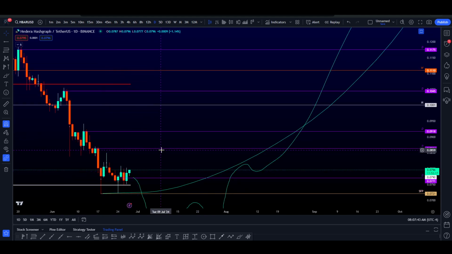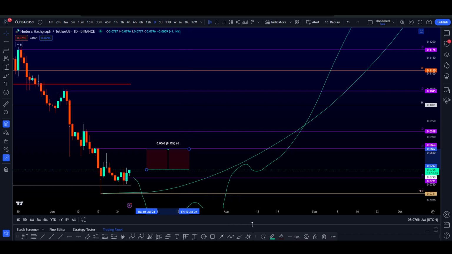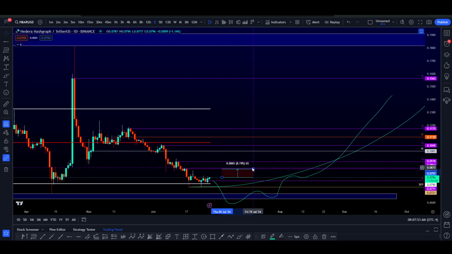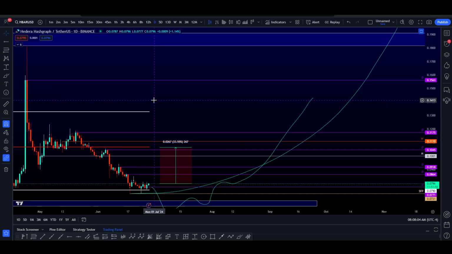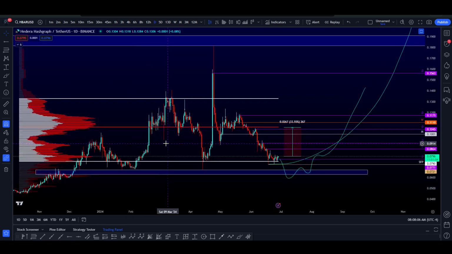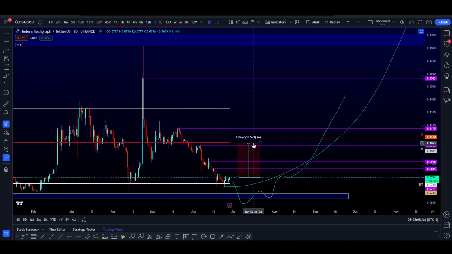But then my next target would definitely just be 9 cents, which is around, let's see, 8% away. But overall target would always be the point of control because price gravitates to the most value. And the point of control is just a very important level, right? So the point of control is where the highest amount of volume has been transacted. So that's a 34% gain from here.